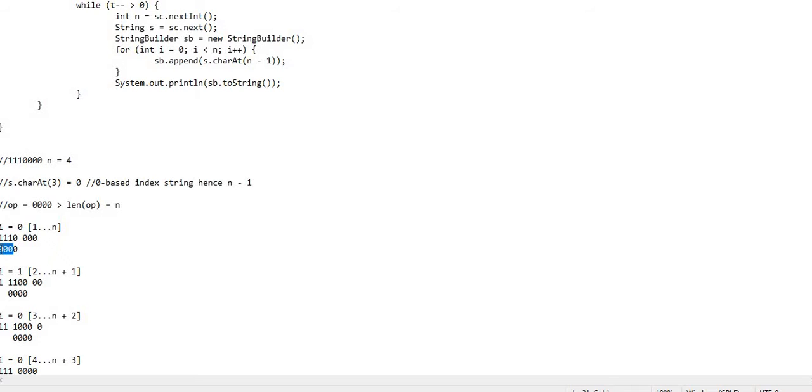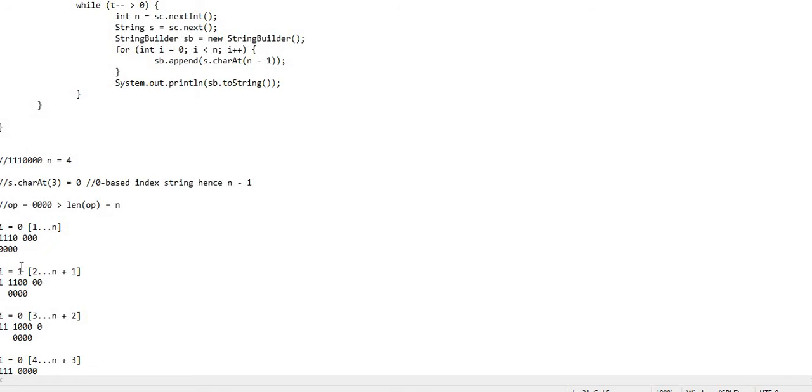I don't care if the first 3 elements are not matching, because the criteria is it should have at least one position, or ith position, where we can find the matching between A and B string. So here the last character is matching. This is a 0 and this is a 0.